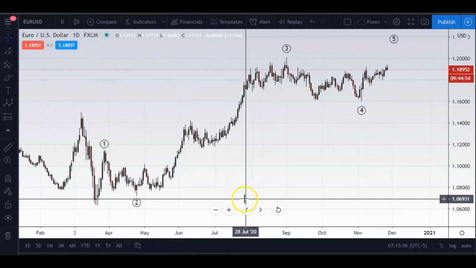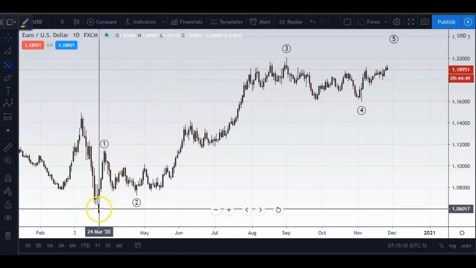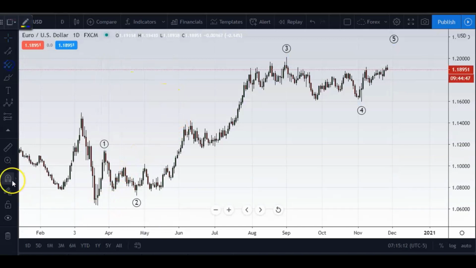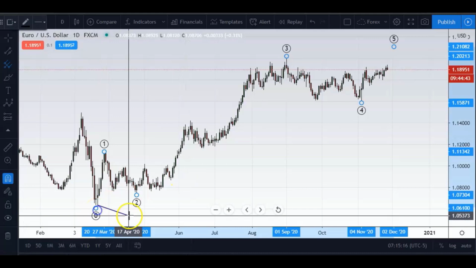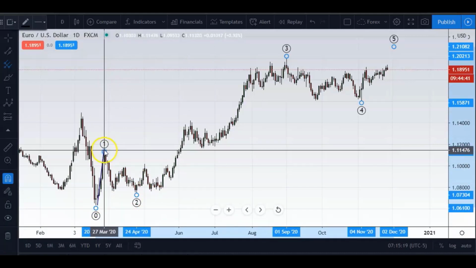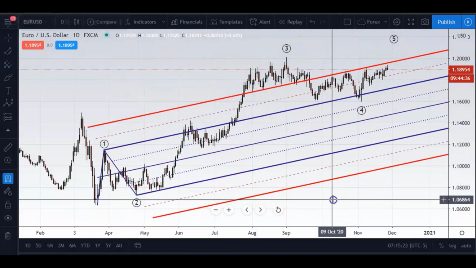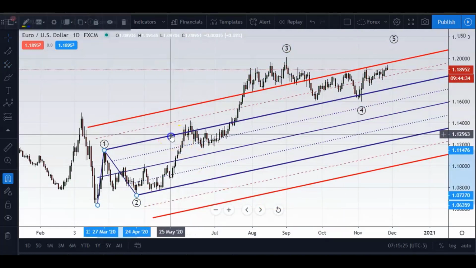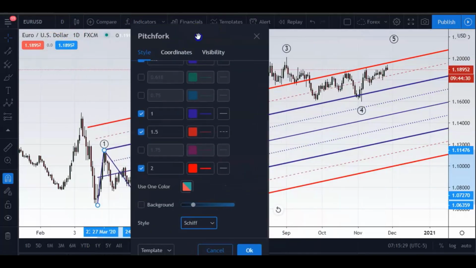Let's apply the same thing we did with that previous trend. Let's just go to our pitchfork again. We're going to go to this low, which started here in March on the 23rd. Go to that high over there and go to this higher low over here. And this again, guys, was a shift setting. Again, like I mentioned, my go-to setting.